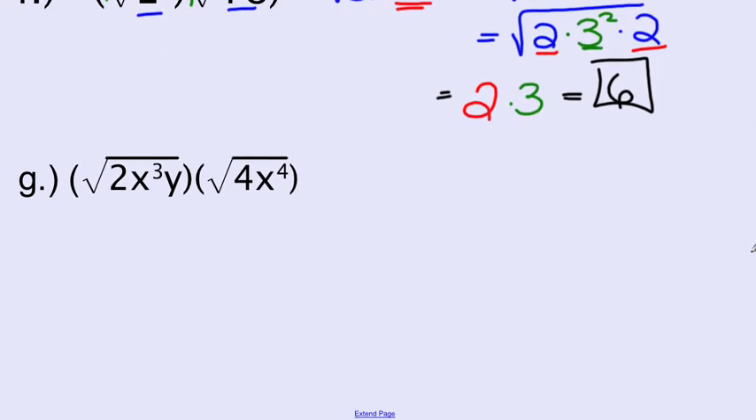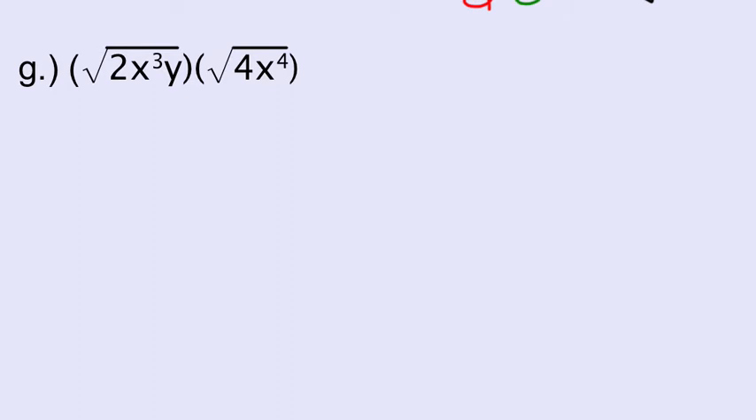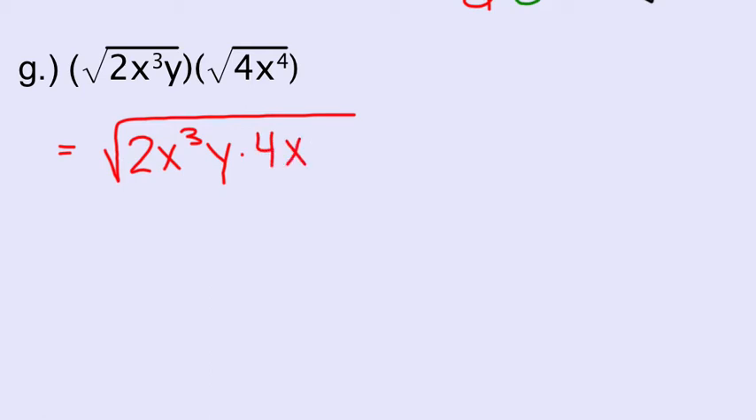All right, let's head down to example G. Let's go ahead and multiply those together. So 2x cubed y, 4x to the 4th. Now let's break it down. I'm going to put my numbers together. So my 2 and my 4. And I notice that 4 can be written as 2 squared.